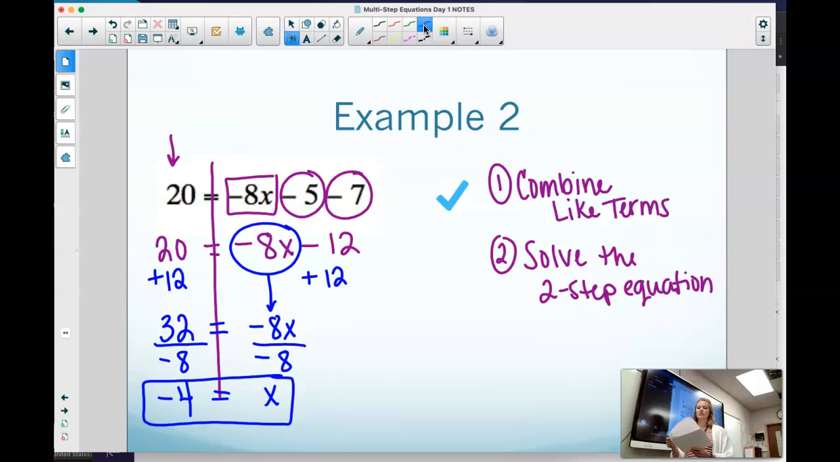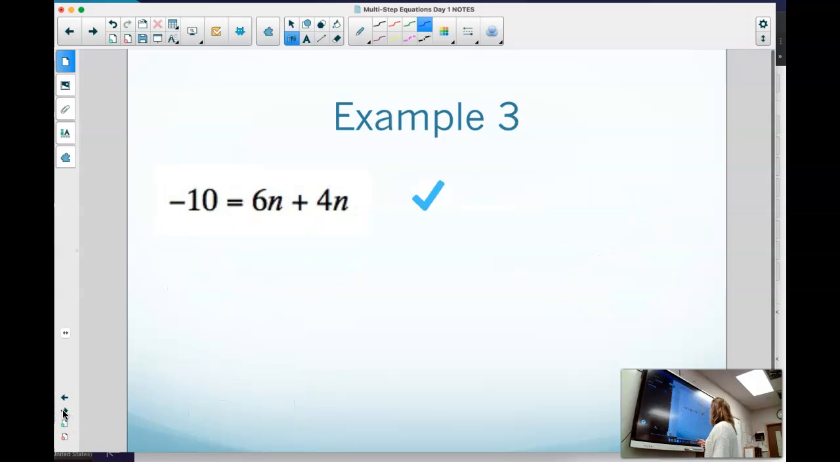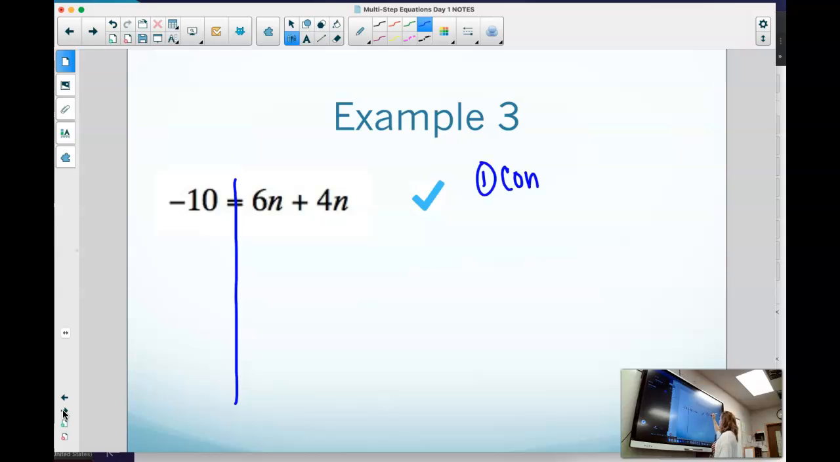You'll need to flip the page in your packet now. We have 2 more examples to go over, so go ahead and flip the page. The next one, again, start by drawing your line by the equal sign. We always do that first. Step 1 is to combine like terms.